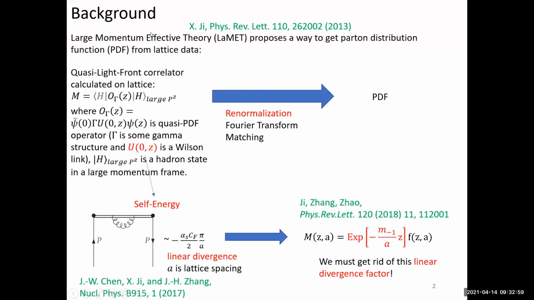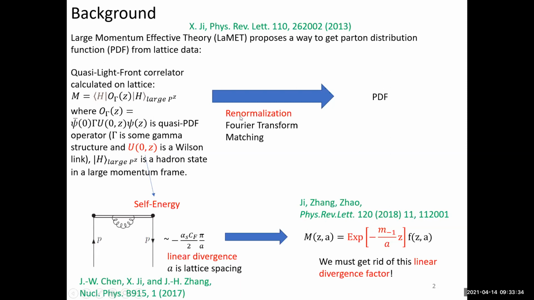First, let me briefly introduce the background. Large momentum effective theory proposes an effective way to get the parton distribution function from lattice data. It suggests that one can start from calculating the quasi-Light-Front correlator on lattice. It is a matrix element with a quasi-PDF operator in the middle, and it has the external state in a very large momentum. And you can do renormalization of this matrix element, and then you do Fourier transformation and matching, and finally you can get the PDF.